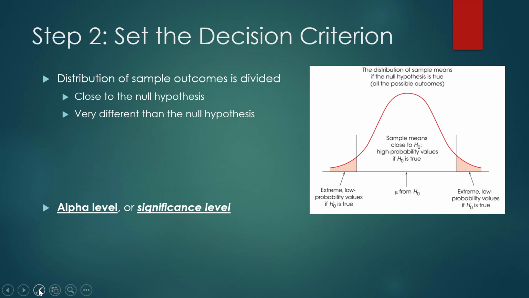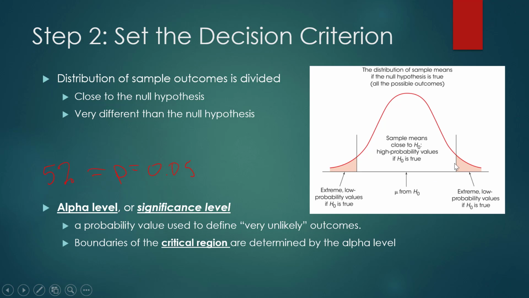Now, on the last page, we said that our alpha level, our significance level, was 5%. If we turn that into a probability, the probability is 0.05. So in both of these tails, there's a 5% chance that the scores will fall in these tails if the population mean doesn't change, or the probability is 0.05. So it's a probability value used to define these very unlikely outcomes in these tails.